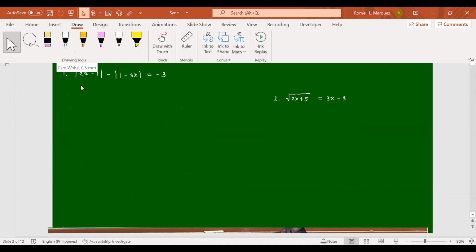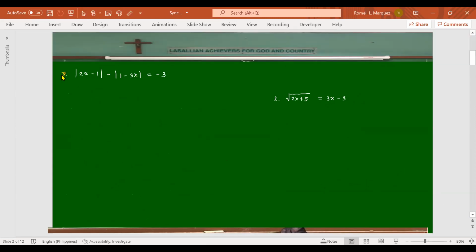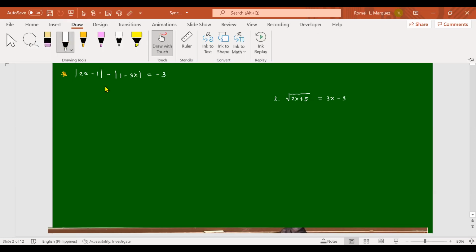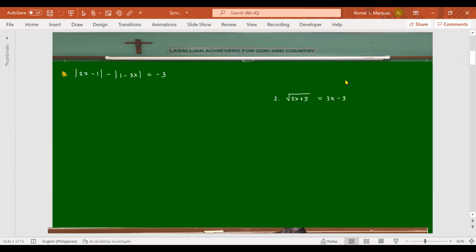So another way to solve this problem is to get the critical numbers. When you say critical numbers, these are the zeros of these absolute values. When will this be 0? When will this be 0? And then arrange them on a number line. What are the critical numbers, guys? The zeros of the absolute values.